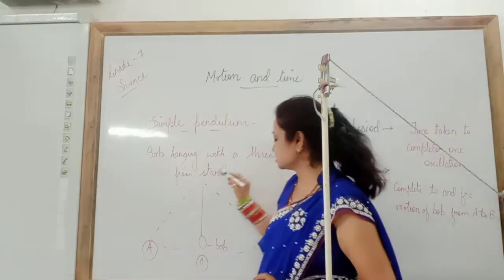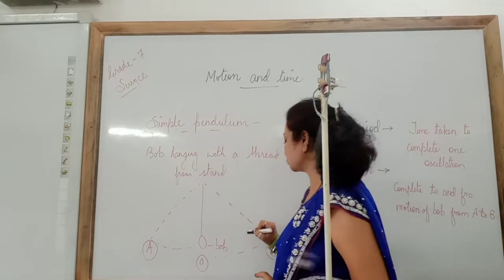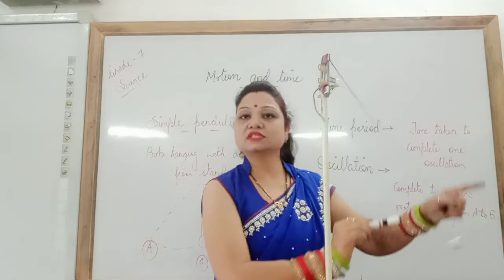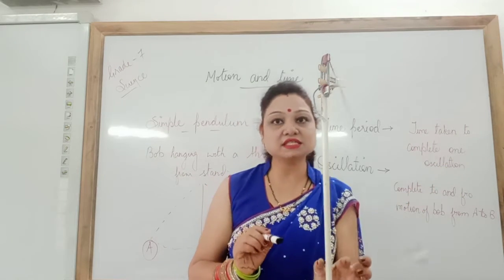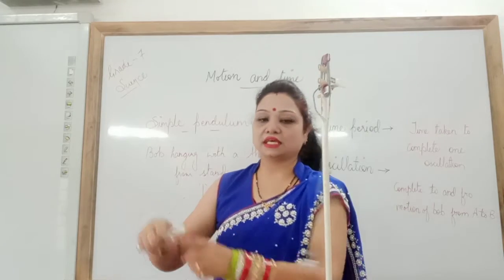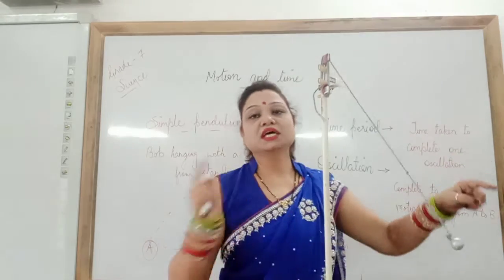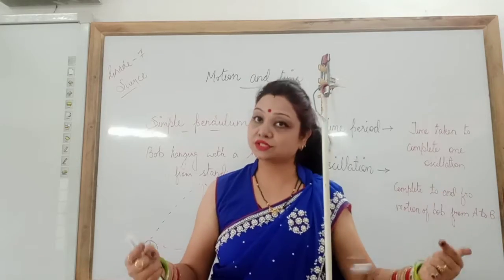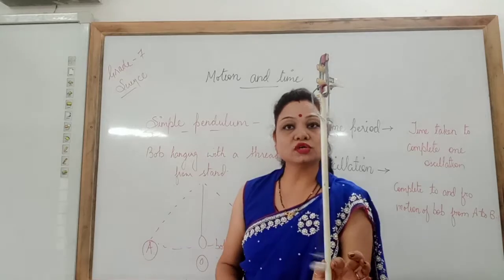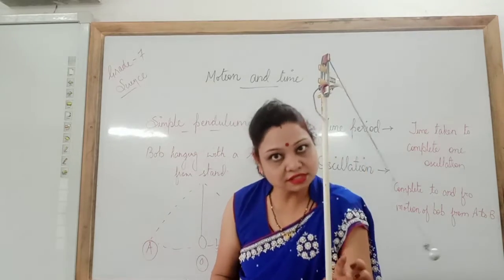Now what are the things? See, in the figure also I have shown you. It moves from one extreme position to the other extreme position, and this is the mean position O. So this we can say A, this B. A and B are two extreme positions. See here, A and B, and O is the mean position, the center.